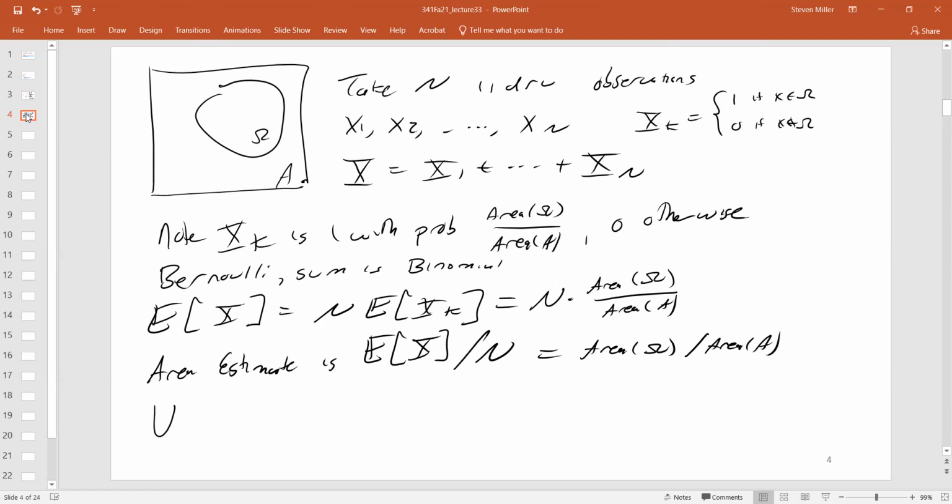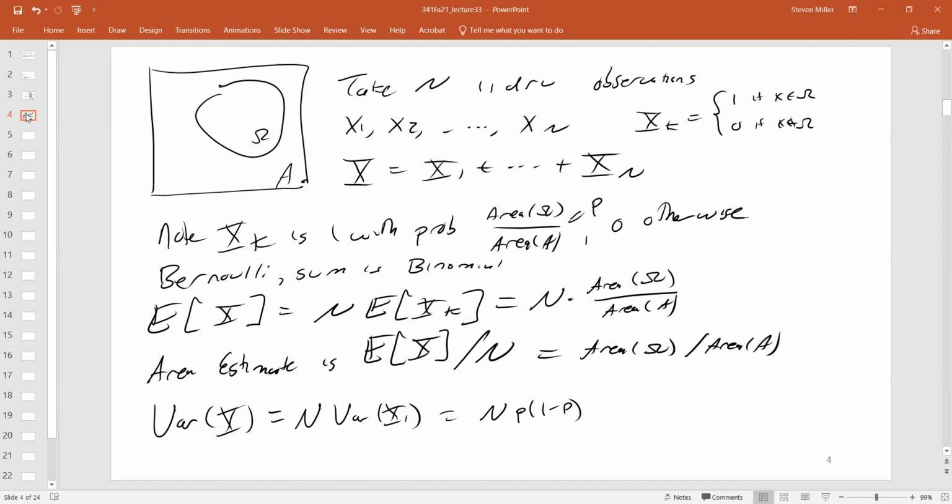What's the variance of x? So what's the variance of the sum? The sum of the variances because it's independent. And we have n of them, so the variance is going to be n times the variance of x1. Right. And so if we call this thing over here p, this is going to be n p(1 minus p).